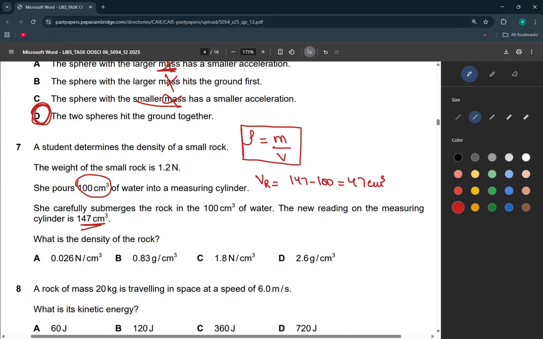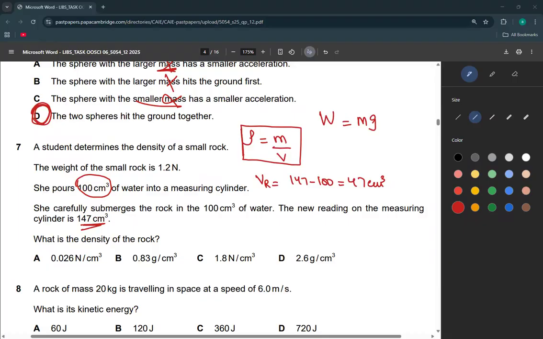Okay, now the mass. So weight is equal to mass into g. Using this formula, we can calculate the mass. Weight is 1.2, g is equal to 9.8. So let me grab the calculator. 1.2 divided by 9.8 is equal to 0.1224.